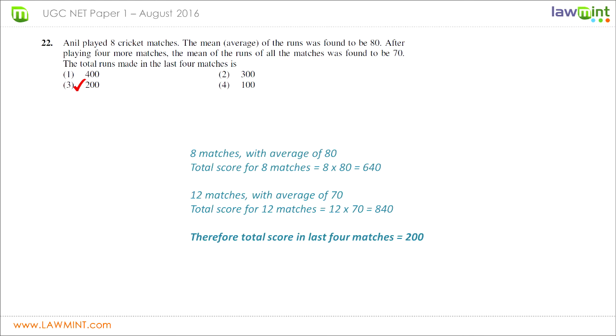Therefore, the total score for the last 4 matches would be the difference between the total score for the 12 matches and the initial 8 matches. So which would be 840 minus 640, that is equal to 200. Therefore, answer choice 3 is the correct answer.